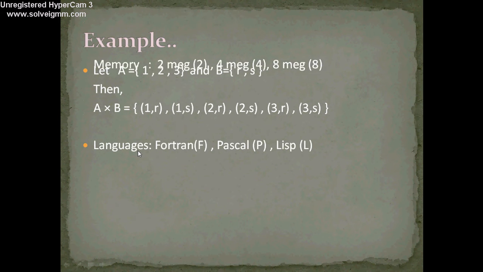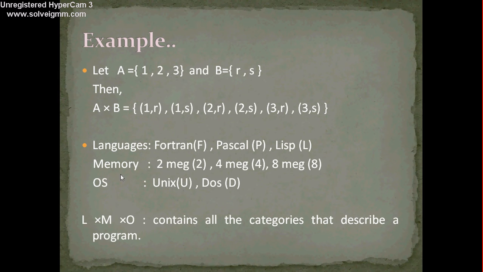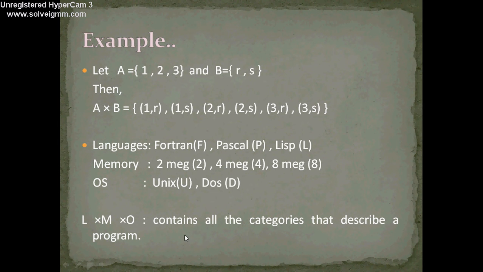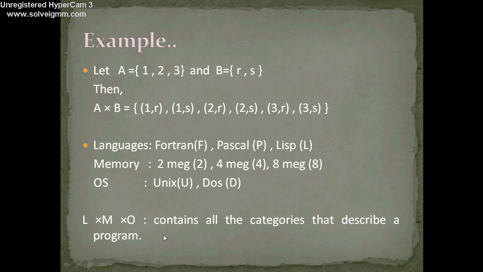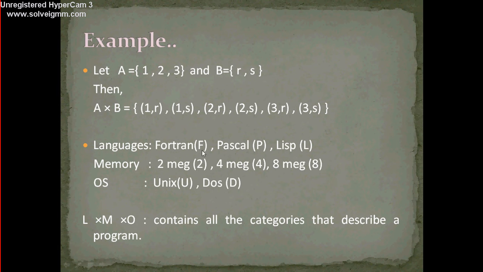There is another example in which we have three different sets: languages, memory and OS. If languages is denoted by L, memory M and OS O, then L cross M cross O will contain all the categories that describe a program. So this is just simple logic. Now next, let us move on to defining relations.